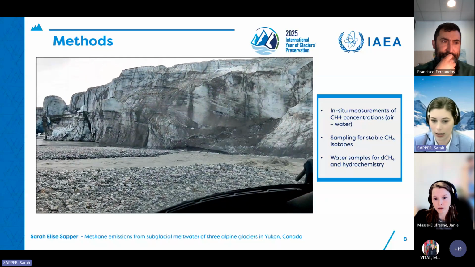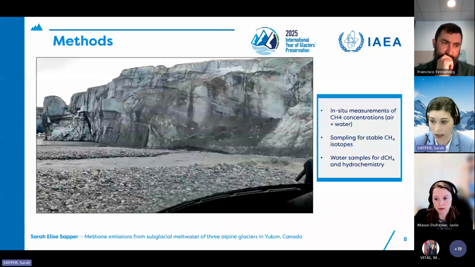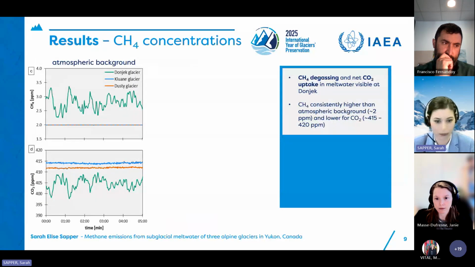So these are sites where it's most likely to be finding methane should there be any produced, because it's so pressurized and hasn't degassed previously. And once we were on land, we measured the concentrations of methane in the air and in the water with a portable greenhouse gas analyzer. We also sampled gas for stable carbon and hydrogen analysis, isotopic analysis, and water for the hydrochemistry.